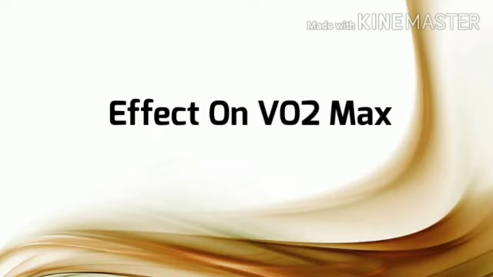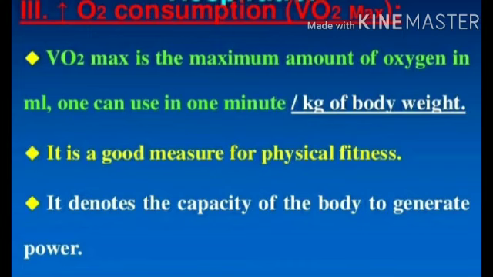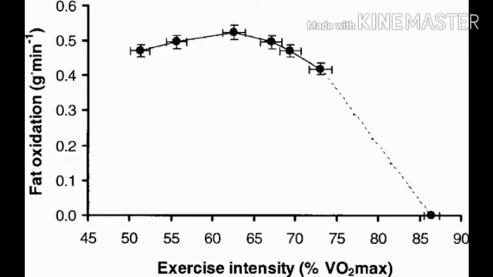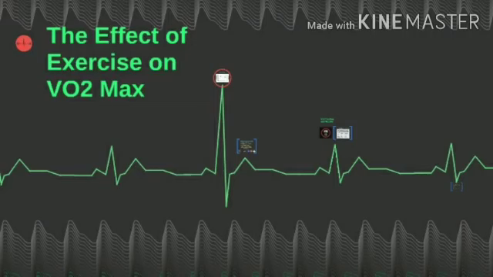Number 5 is effect on VO2 max. VO2 max is the amount of oxygen consumed under maximal aerobic metabolism. It is the product of maximal cardiac output and maximal amount of oxygen consumed by the muscle. In a normal active and healthy male, the VO2 max is 35 to 40 ml per kg body weight per minute. In females, it is 30 to 35 ml per kg body weight per minute. During exercise, VO2 max increases by 50%.